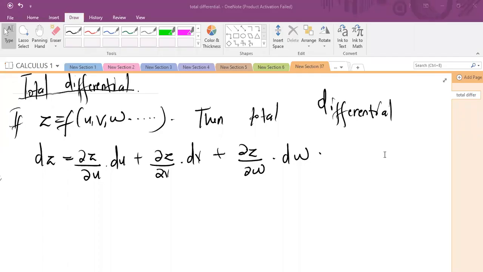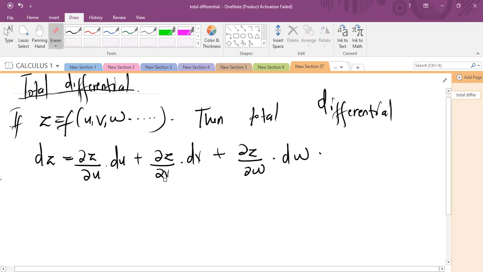Hello guys, so if we have our function z being equal to f of u, v, w, then the total differential dz is given by getting the sum of the partial derivatives separately. So as you can see here, we're evaluating the partial derivative of z with respect to u, then multiplying with a straight du, plus the partial derivative of z with respect to v, then multiplying with a straight dv, then the partial derivative of z with respect to w, then multiplying with a straight dw.